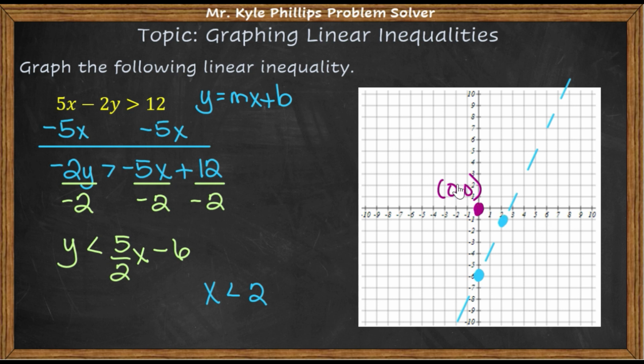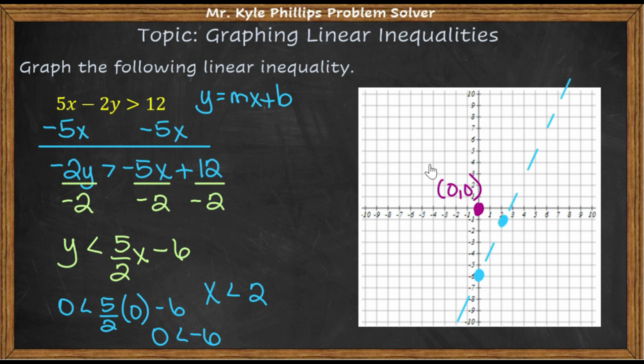So let's plug in 0 for x and 0 for y. So this is now 0 is less than 5/2 times 0 minus 6. So really what this is, is 0 less than negative 6? Is this a true or false statement? Well, 0 is not smaller than negative 6, so this is a false statement.